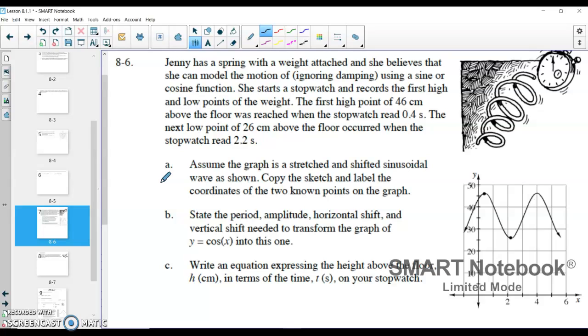I'm going to pause, or you can pause this video for a second, and then read the problem, make sure you note the important parts of it, and then I'm going to start with part A. What it says here is that we are going to assume the graph is a sketched and shifted sinusoidal wave, so that's like sine and cosine. Copy the sketch and label the coordinates of the 2 known points. Now, you don't need to copy the sketch.